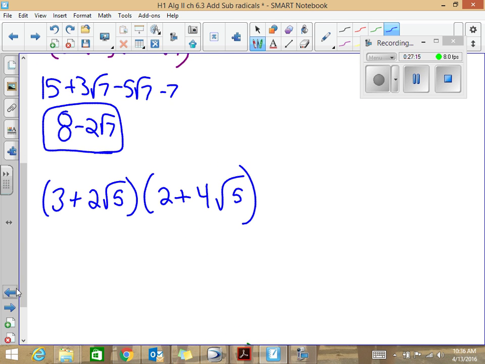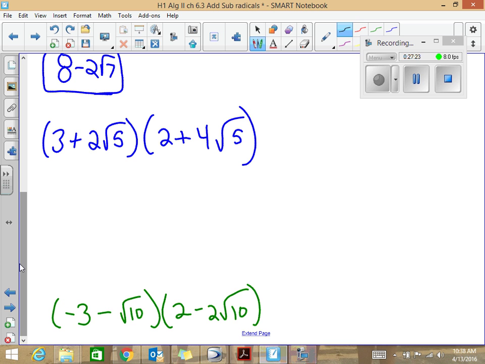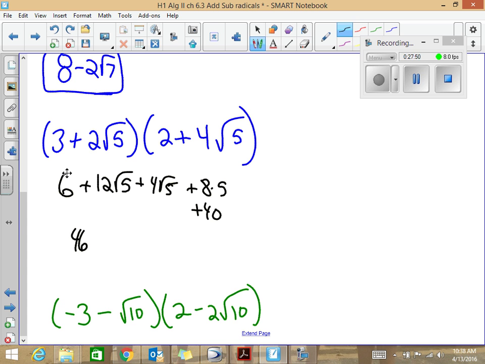So you guys try the next one. Okay, so if we look at 3 times 2 is 6. 3 times 4 radical 5 is 12 radical 5. Inner is 4 radical 5. And remember, 2 times 4 is 8. Radical 5 times radical 5 is 5. So this becomes a 40. Okay? Then combine 6 plus 40 is 46. 12 radical 5 plus 4 radical 5 is 16 radical 5.